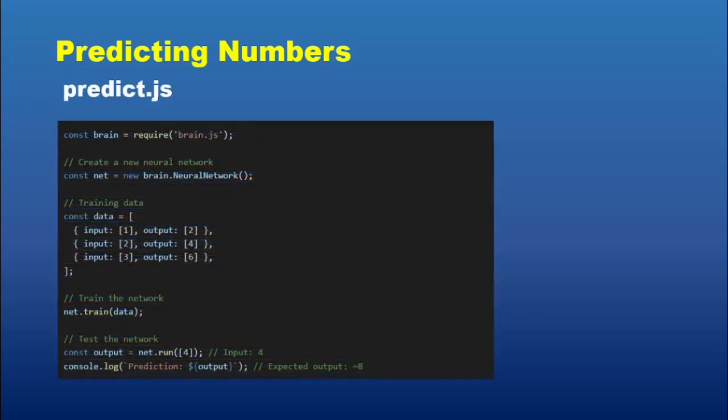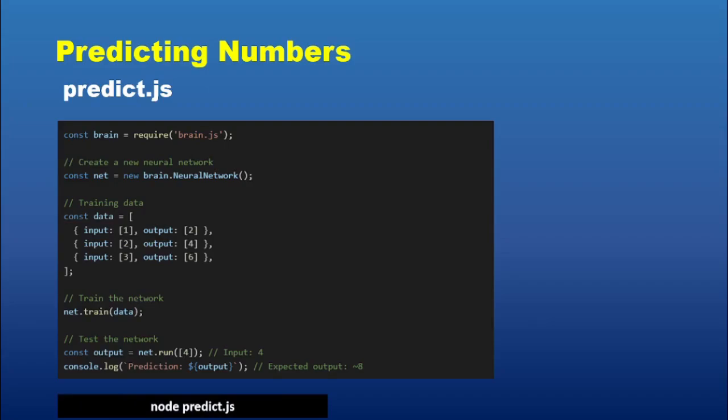So what are we doing here? We create a simple neural network. The training data maps inputs to outputs. We test the network with a new input, 4, and get the predicted output, 8. Run the program using the following command.